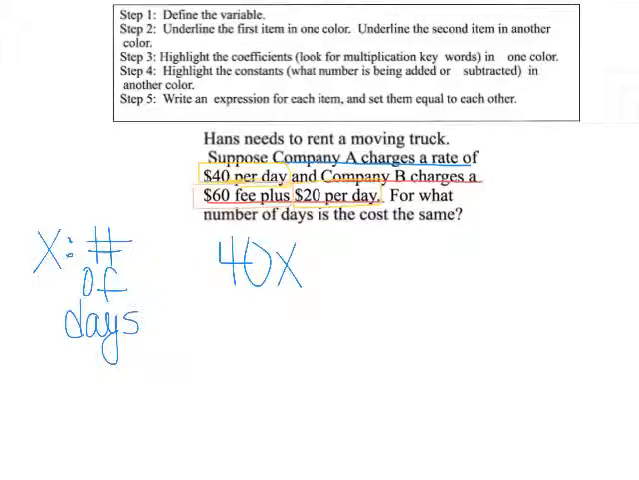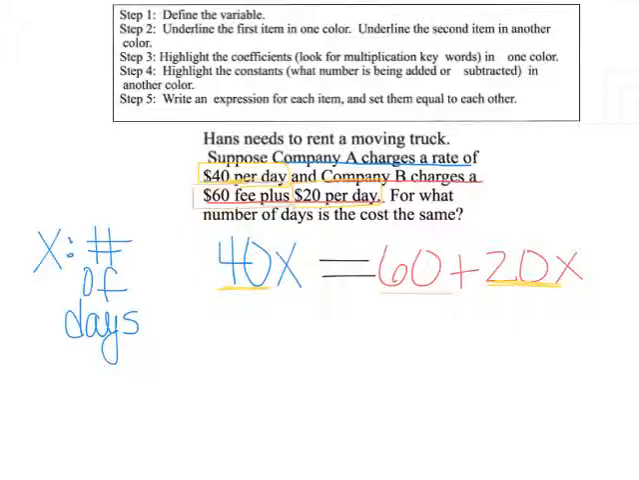Company B has a $60 fee plus $20 per day. Okay. So we have our constant and our coefficients. Here's our coefficient attached to x. Here's our constant. Now we set them equal to each other. This one looks a little bit different than the last one because there's no constant on this side, but that's okay. We could still solve this.